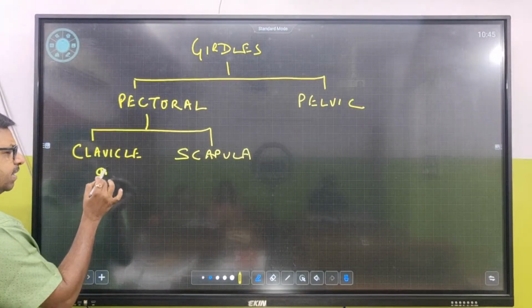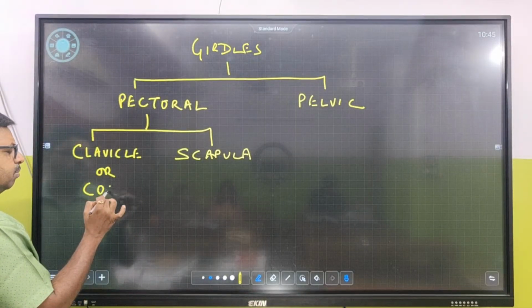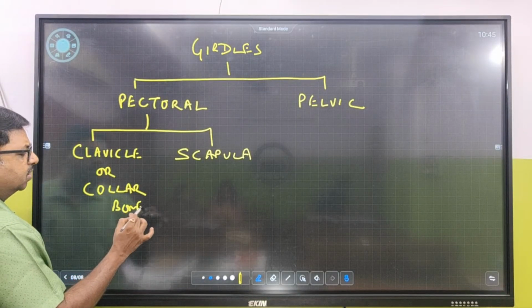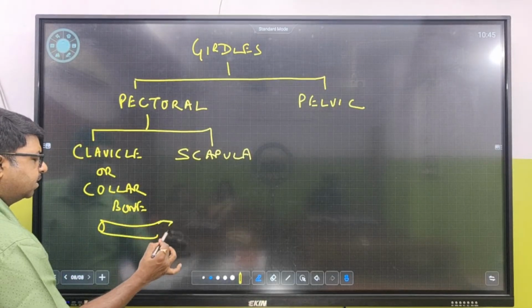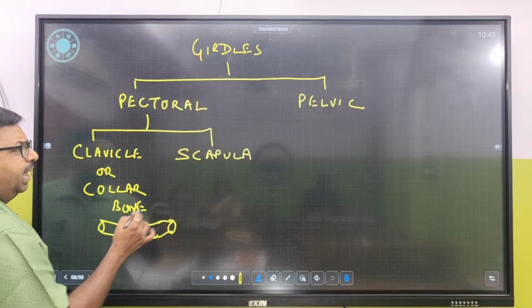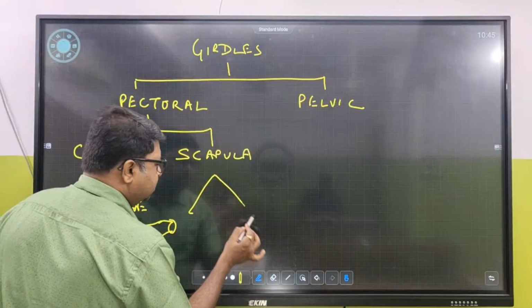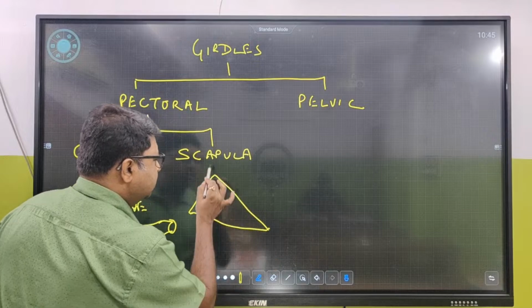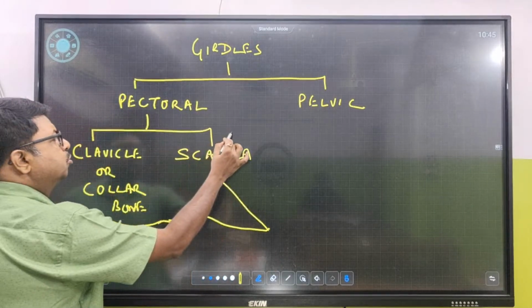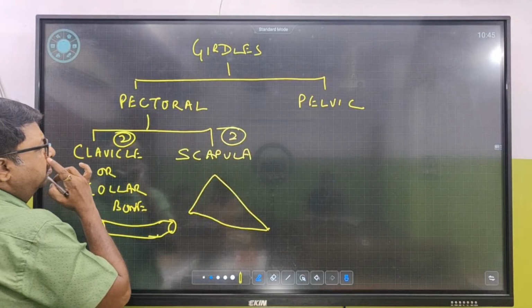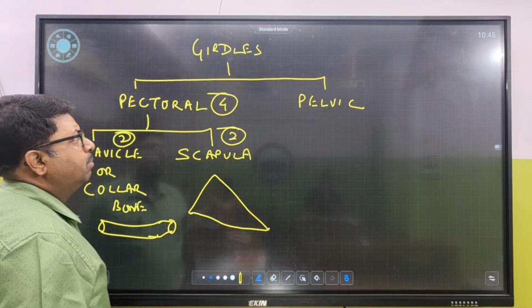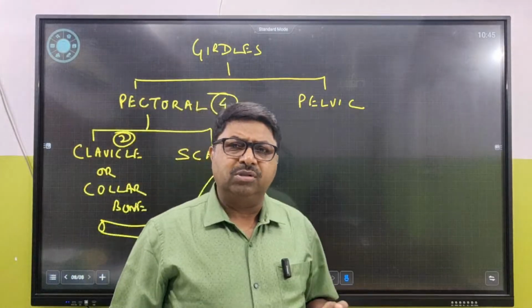What is clavicle? Clavicle is also called the collarbone. That means this is the collarbone, this is the collarbone. And scapula is a triangular shaped bone at the back. So there are 2 scapula for 2 hands and 2 clavicle for both the hands. So in total, the pectoral girdle has 4 bones.